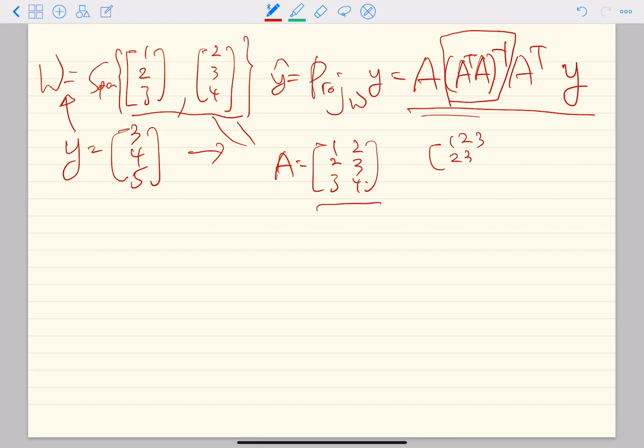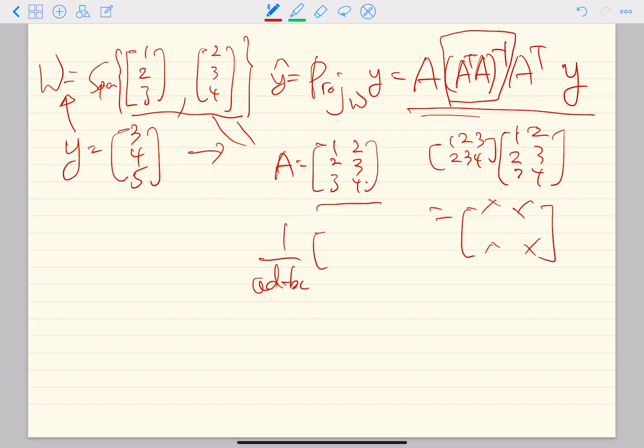1, 2, 3, 2, 3, 4, and 1, 2, 3, 2, 3, 4. And then you can consider this a 2 by 2 matrix, right? So that is no longer a diagonal matrix, and thus its inverse matrix is not easily obtained. So in the case of a 2 by 2 matrix, we can easily compute the inverse matrix by using the formula of 1 over AD minus BC times D, minus B, minus C, A, right?